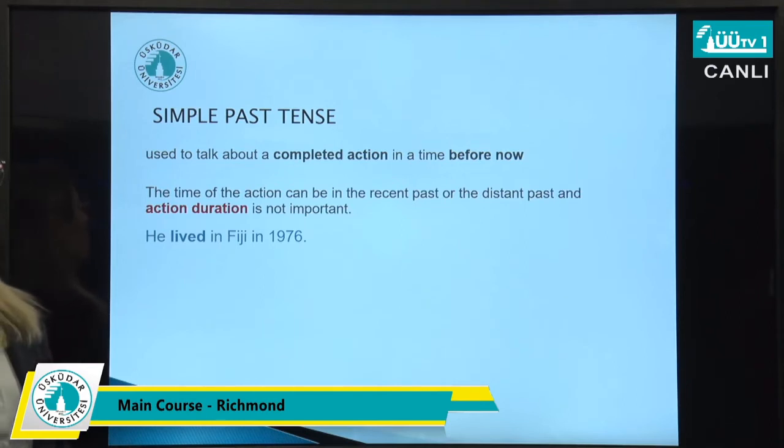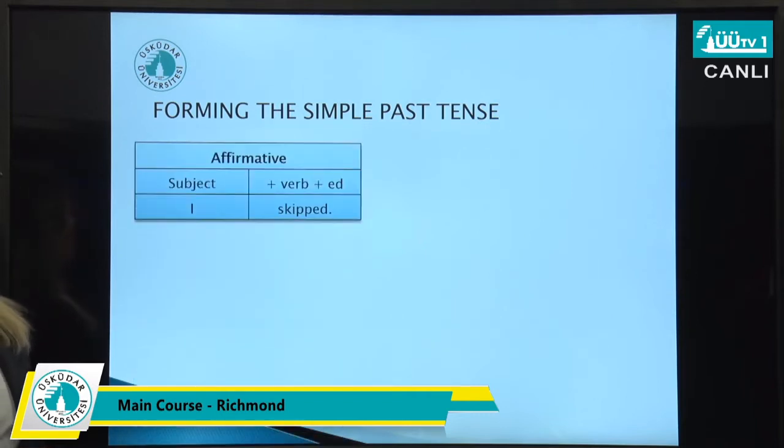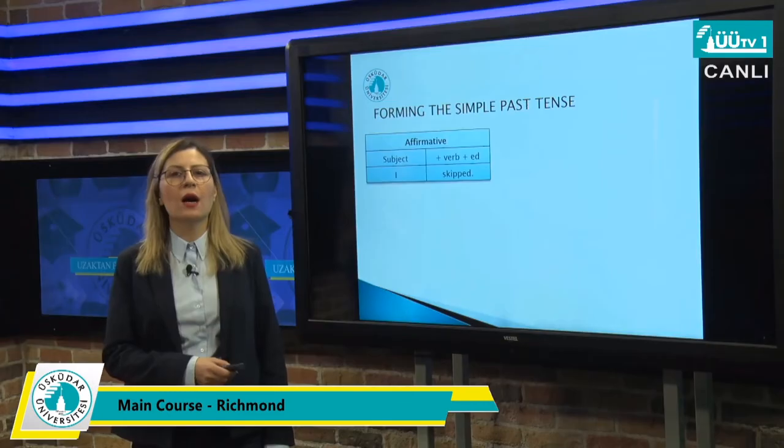Also, the time of the action can be in the recent past or the distant past. An action's duration is not important. So what is the structure for forming the simple past tense? First of all, let's go for the affirmative, as we call it, positive sentences. Look at the chart. We have subject plus verb plus ed. Normally we use that structure, like, I skipped.